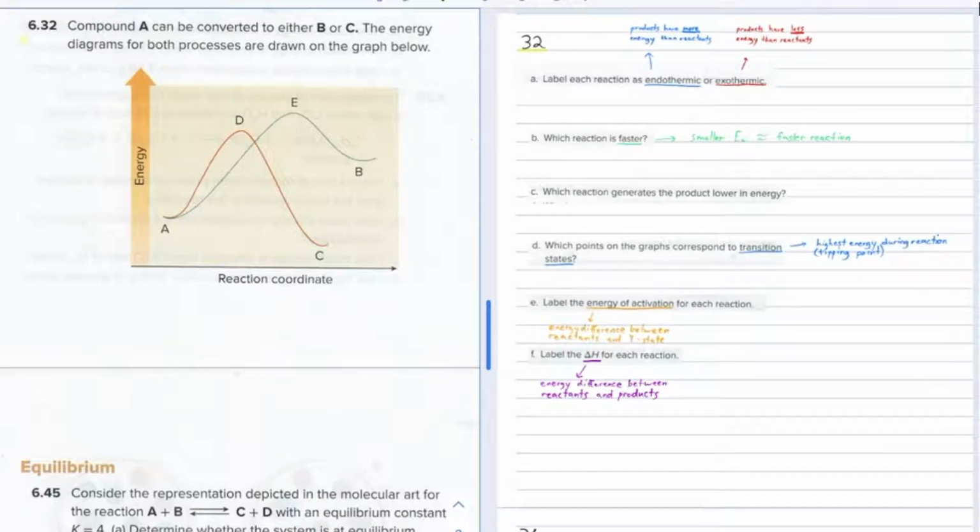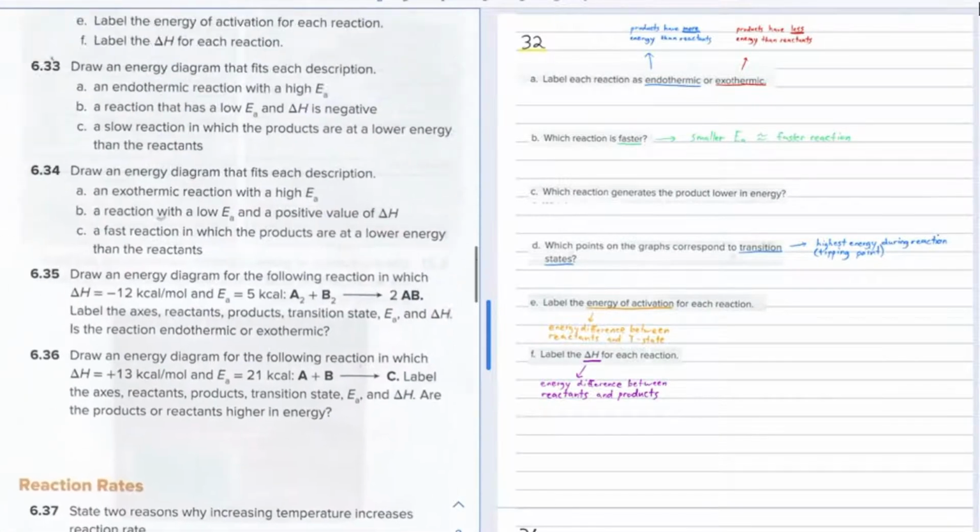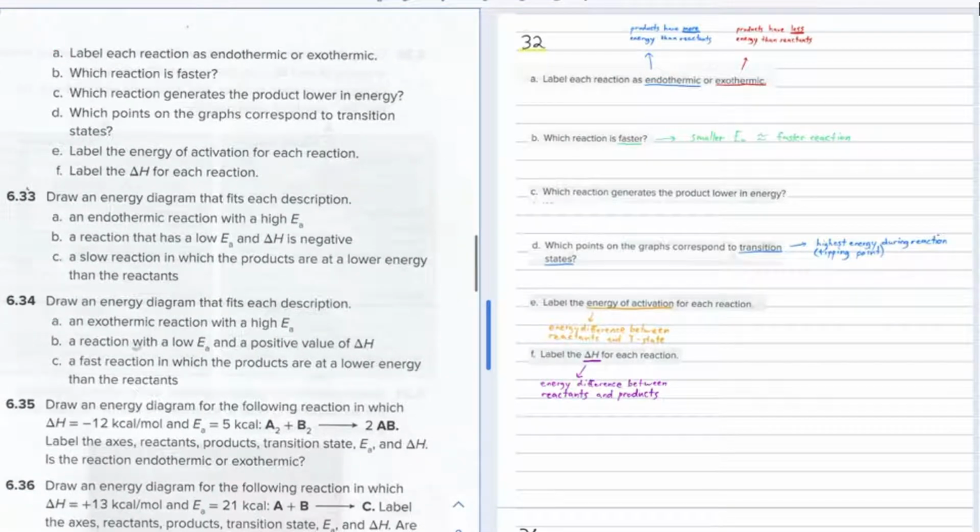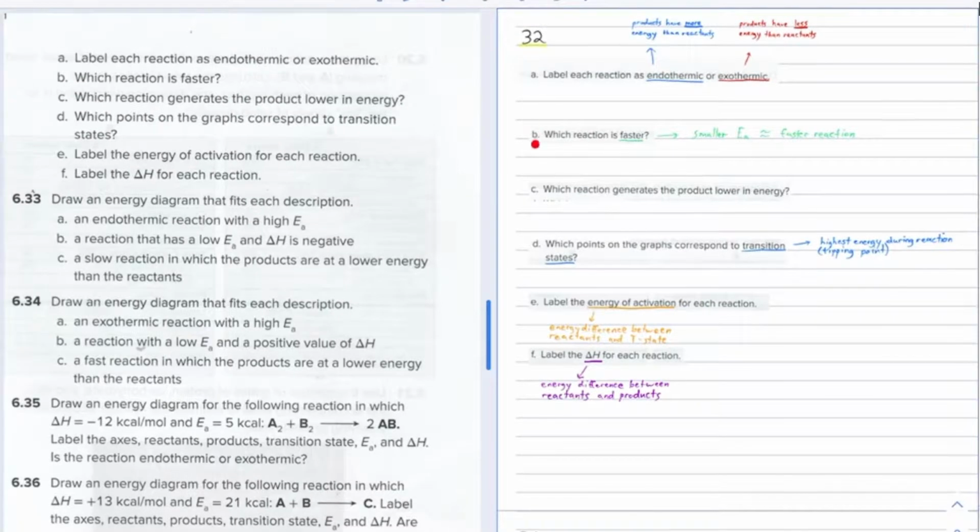Number 32. Compound A can be converted to either compound B or C. So two possible reactions. The energy diagrams for both processes are drawn on the graph below. And then up here we're asked several questions, A through F. And I've copied all of these questions down here one at a time, and we'll go through each of them.